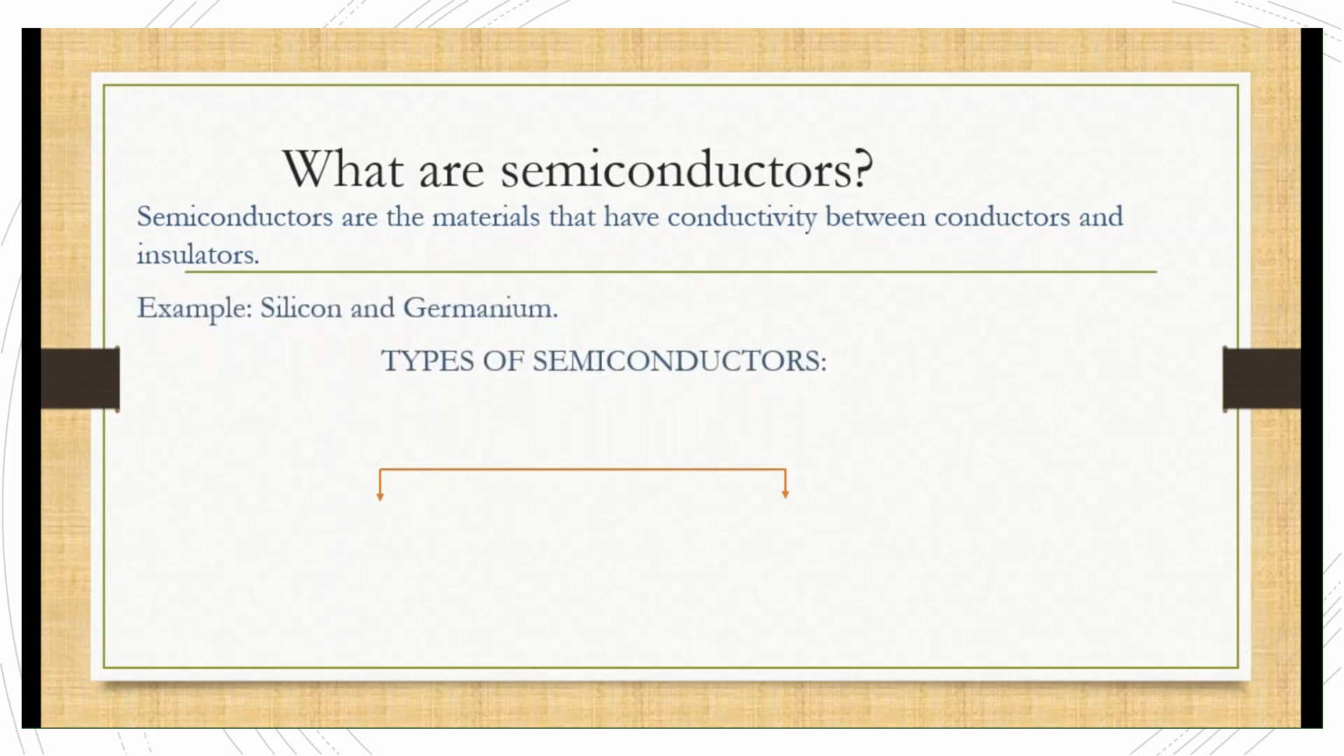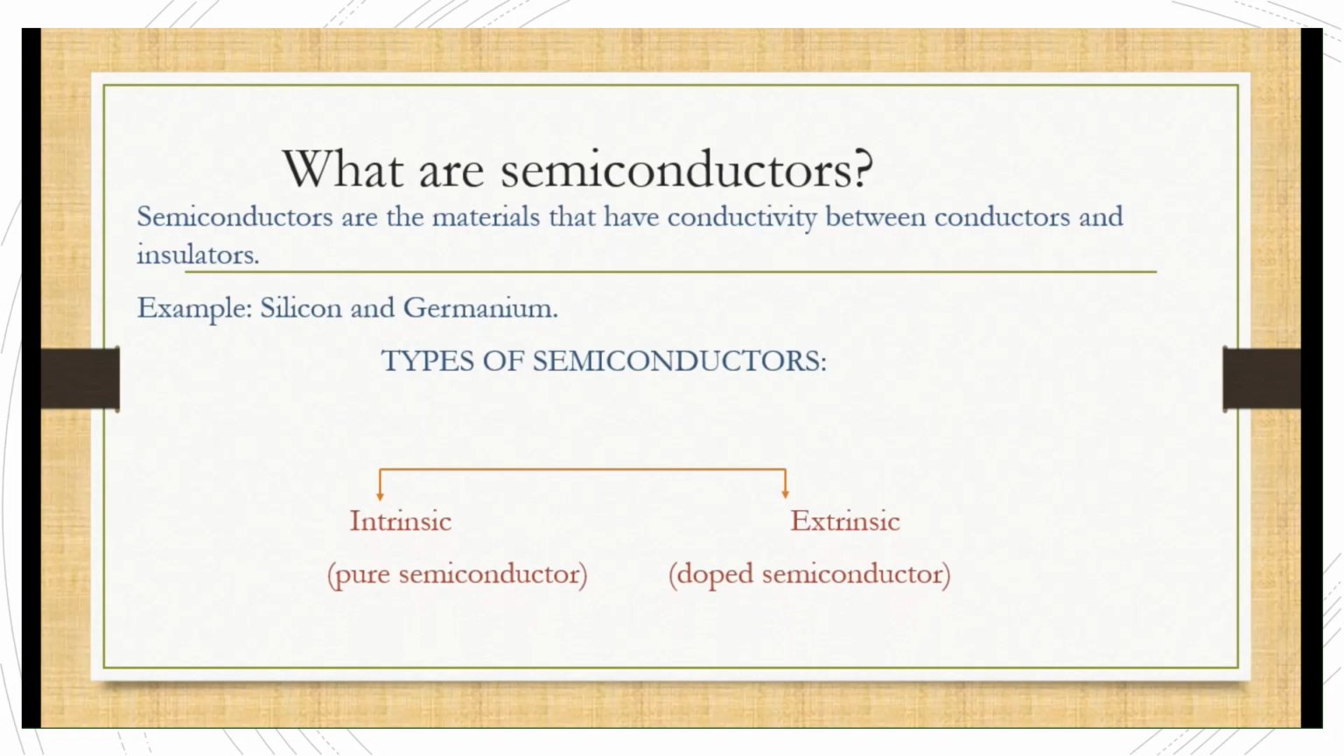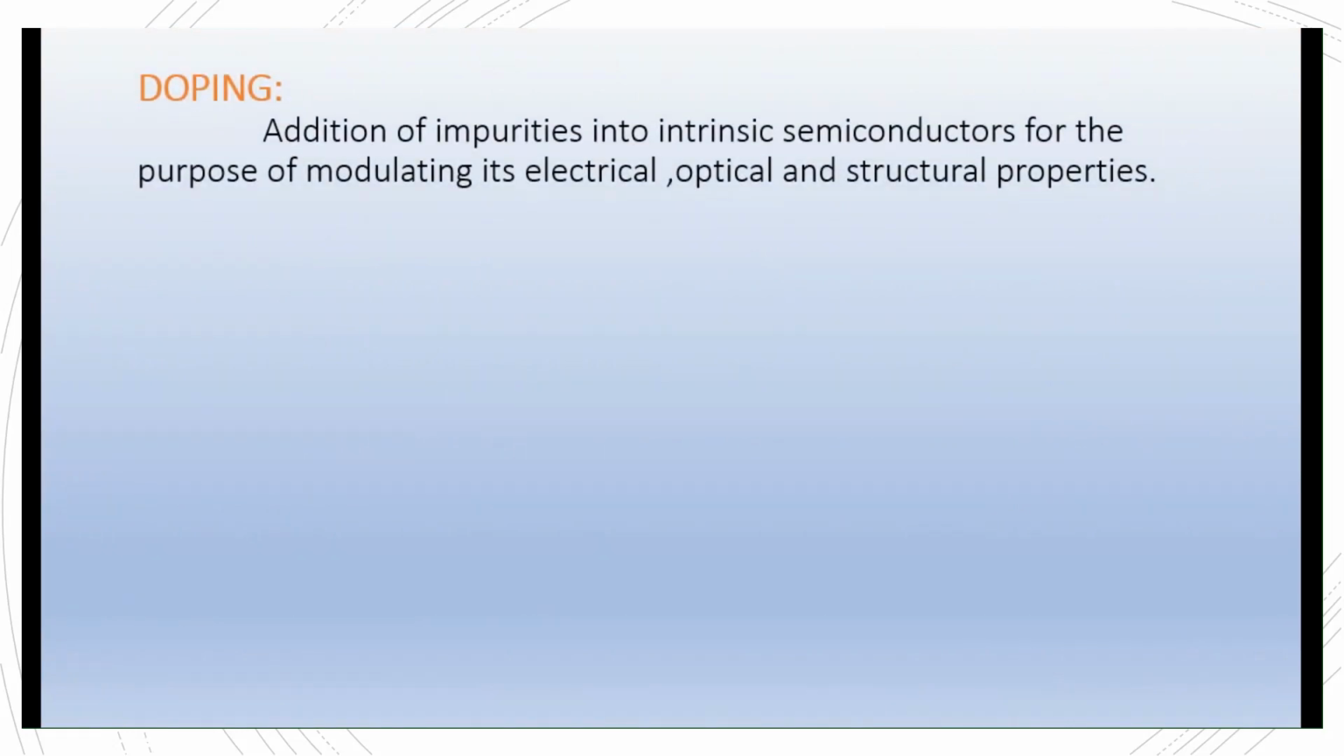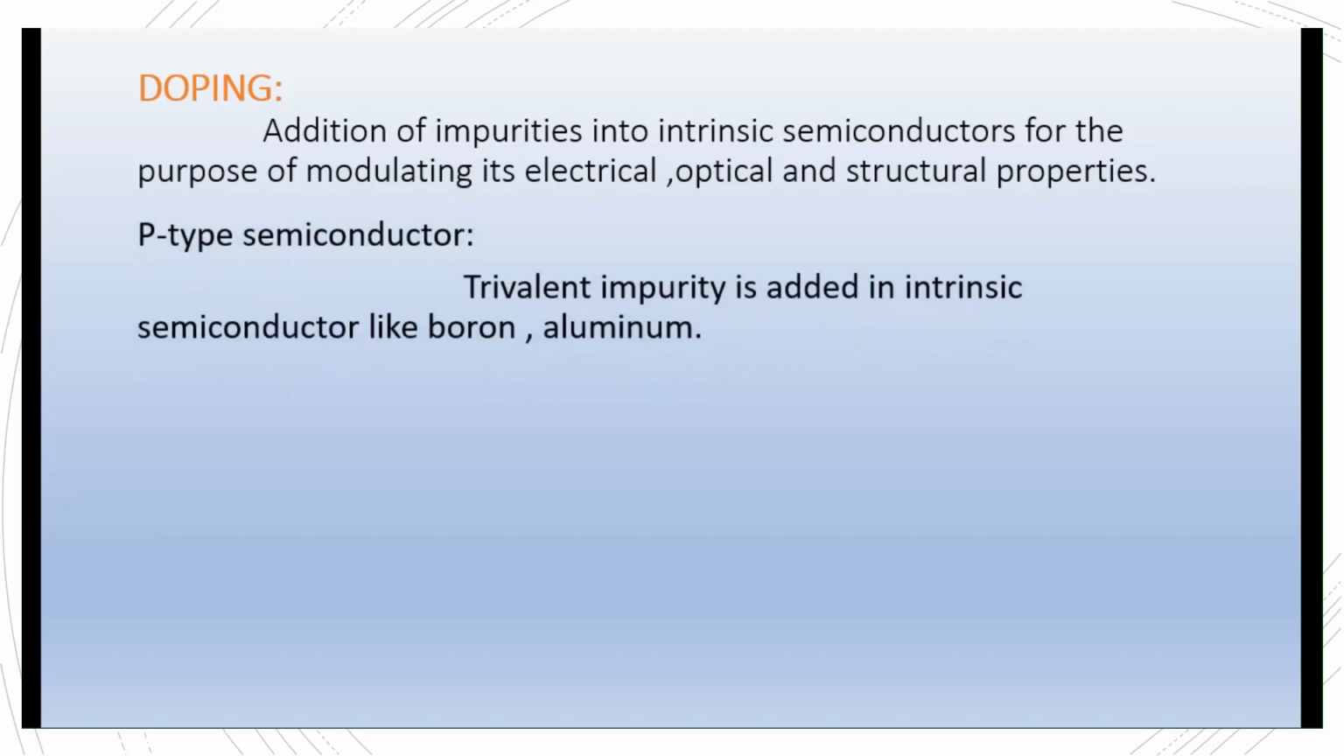There are two types of semiconductor. First is intrinsic semiconductors and second is extrinsic. Intrinsic are pure semiconductors while extrinsic are doped semiconductors. Now what is doping? Doping is basically the addition of impurities into the pure semiconductors for the purpose of modulating its electrical, optical, and structural properties.